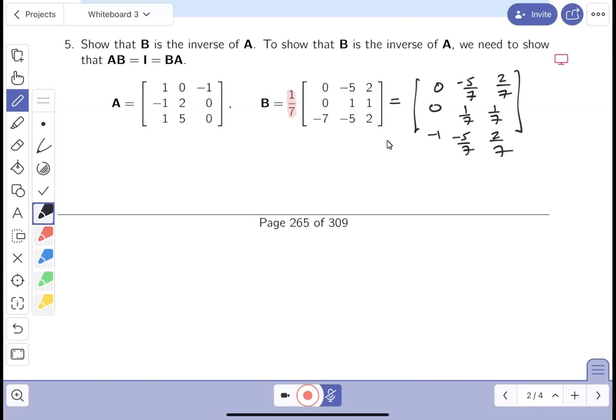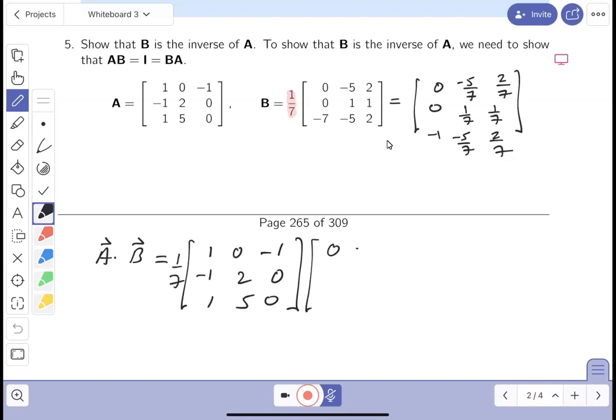What I want to do is the multiplication A times B. As I do that, I'm going to write A down for it. Not that you have to, but it's 1, 0, minus 1. And you get minus 1, 2, 0, 1, 5, 0. And I notice that 1/7 kind of bothers me. I know it's a scalar, so I'm just going to put it in front of the problem now. What do you get over there? 0, minus 5, 2, 0, 1, 1, minus 7, minus 5, and 2.